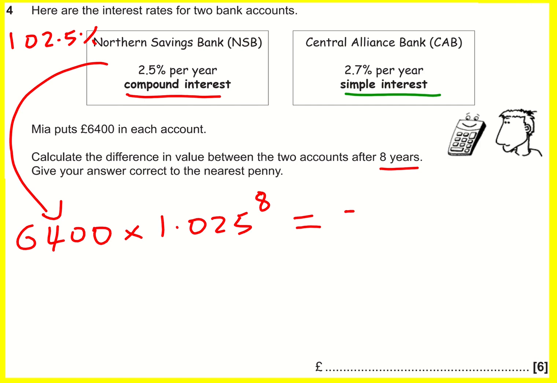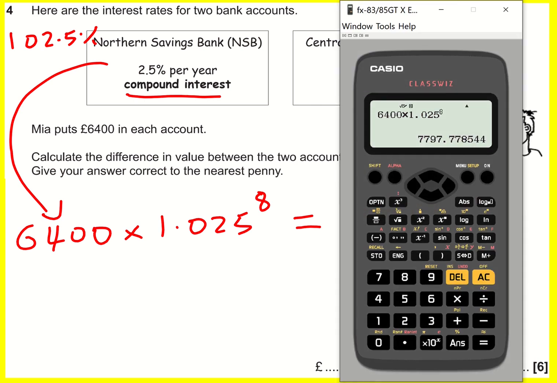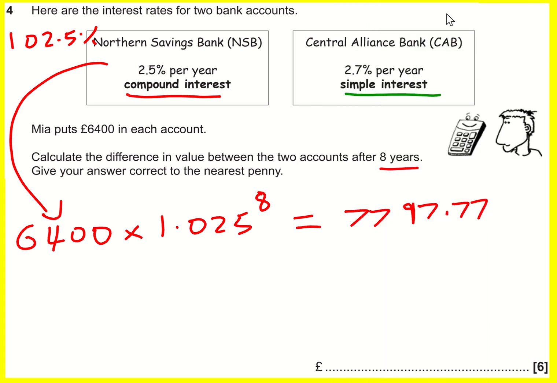$7,797.77. But it does say it wants the final answer to the nearest penny, so I should probably include a bit more. 8.5, that will be enough.